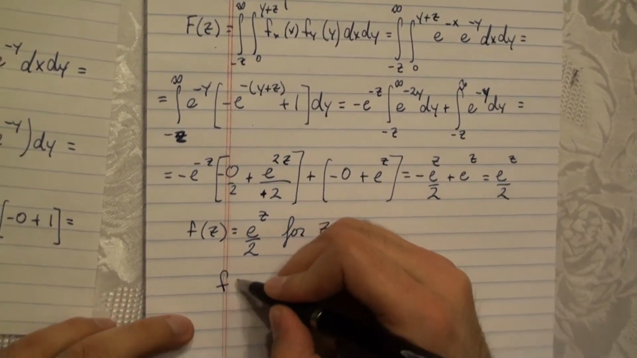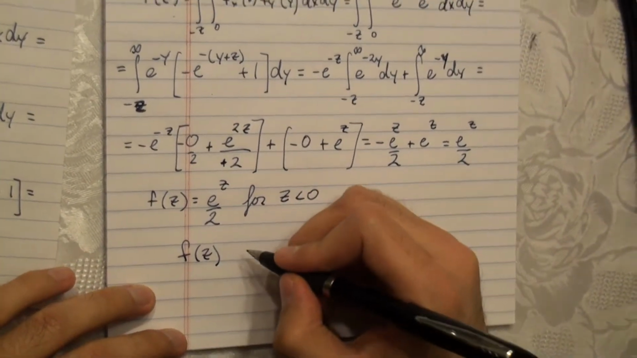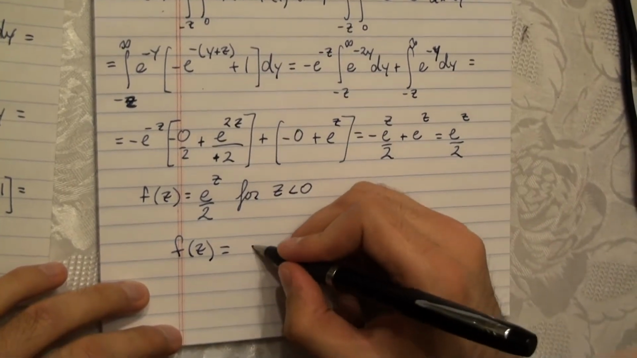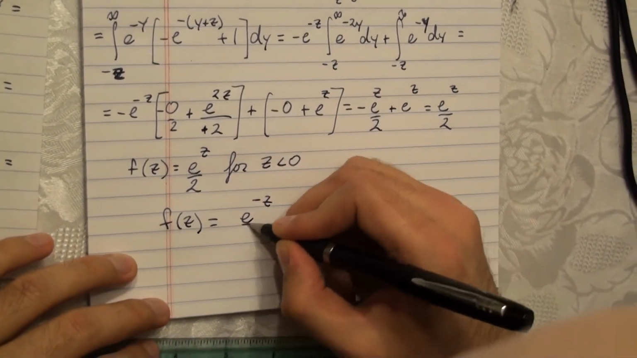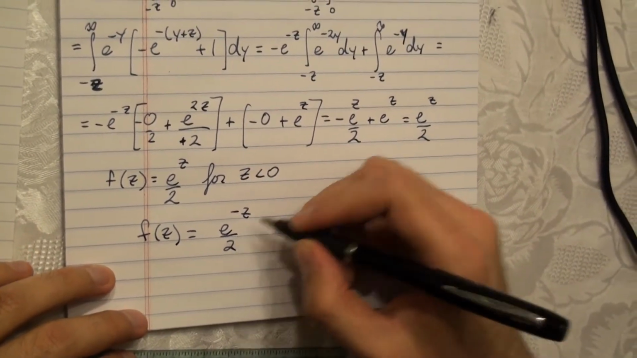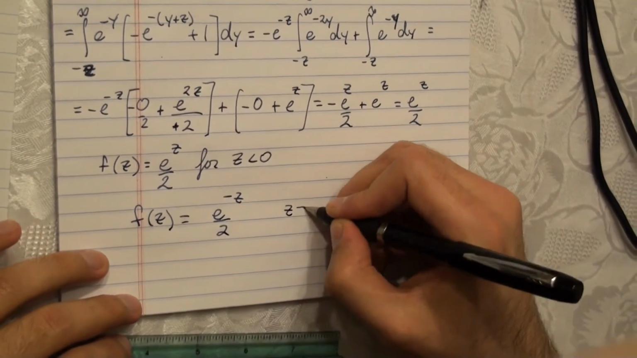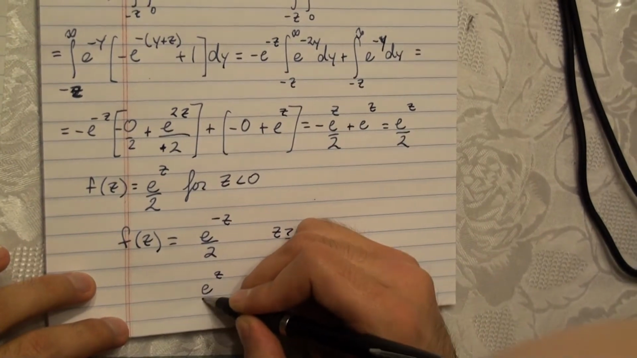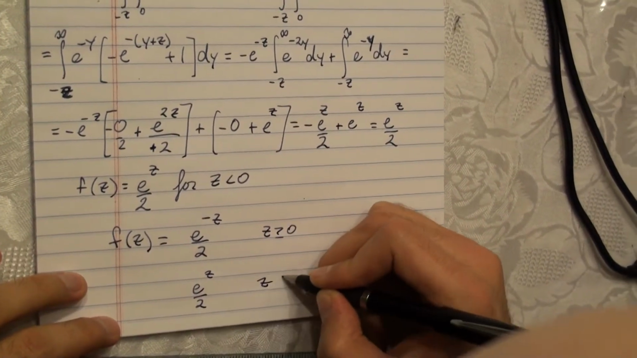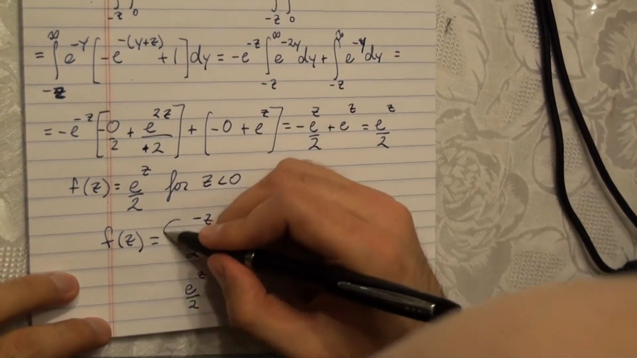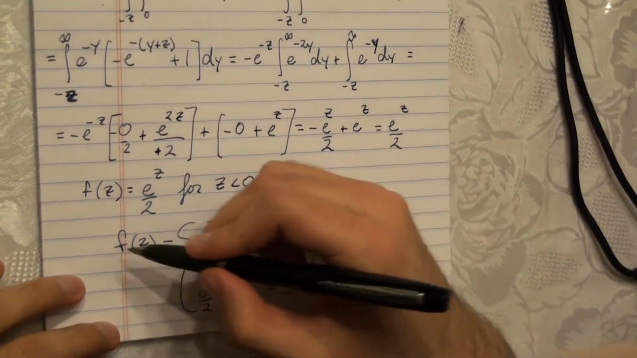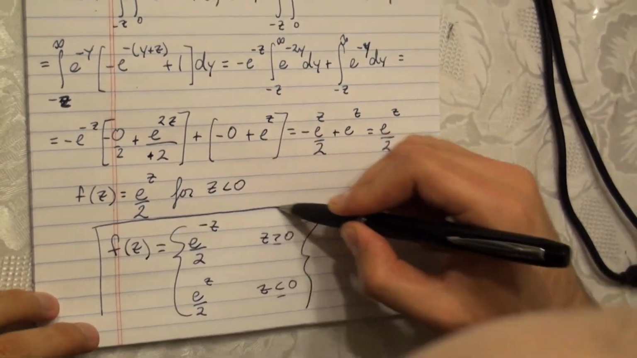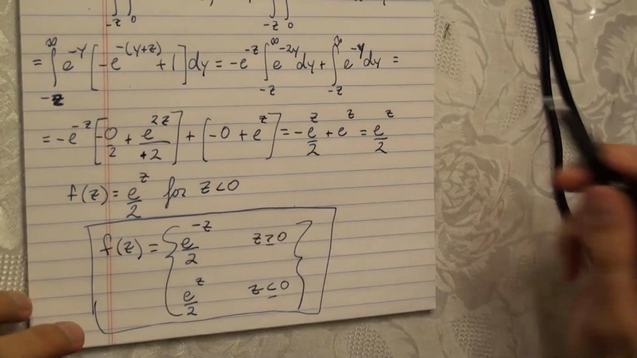So the complete answer, little f of z, is equal to, from before, e to the minus z over 2 for z greater than 0, and e to the z over 2 for z less than 0. And that is the PDF of that random variable. That completes part B.